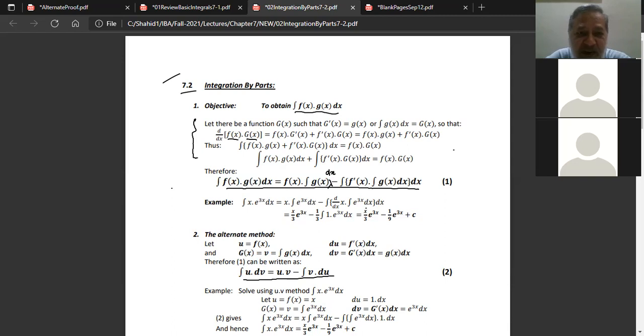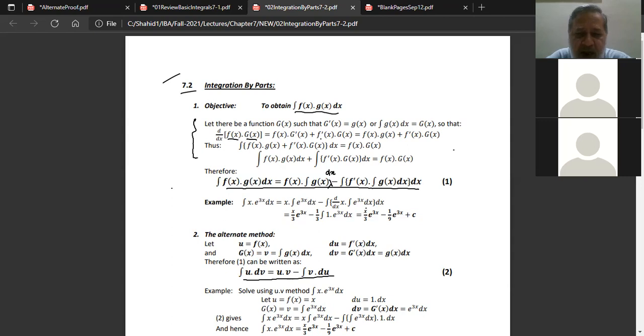That means I will use the differentiation u into v rule. So first function as it is, derivative of second function, v prime. Then the uv rule: first, the derivative of the first function and the second function as it is. Then I remember that G prime is small g. So in place of G prime I have put small g, and f prime into capital G as it is.